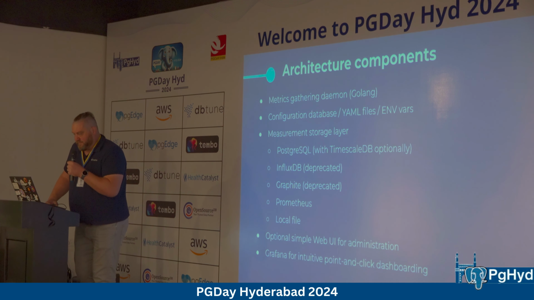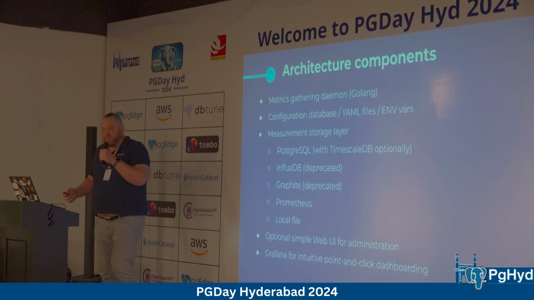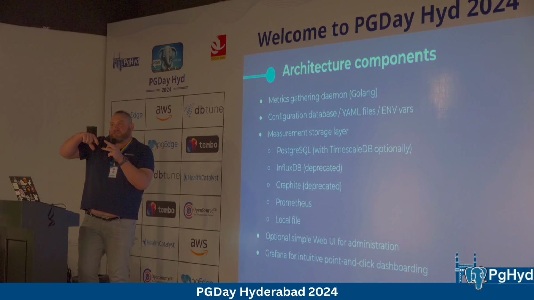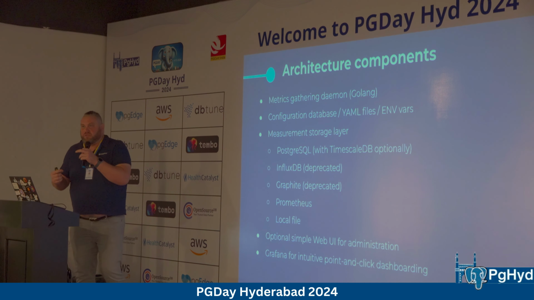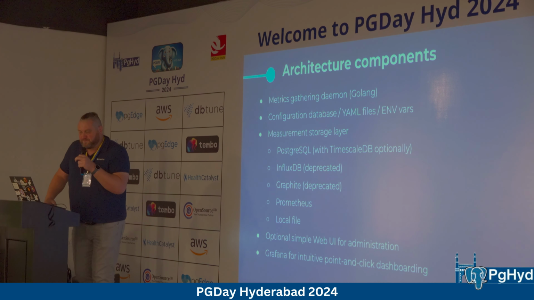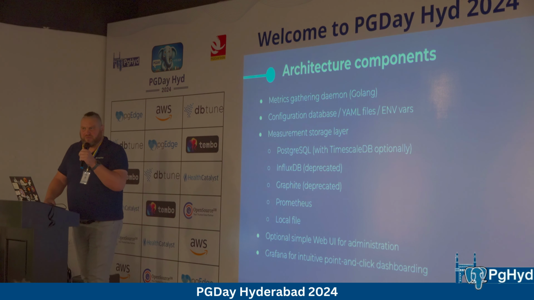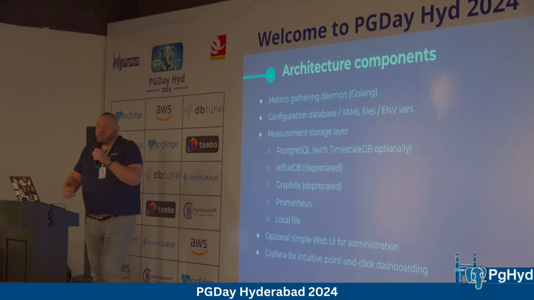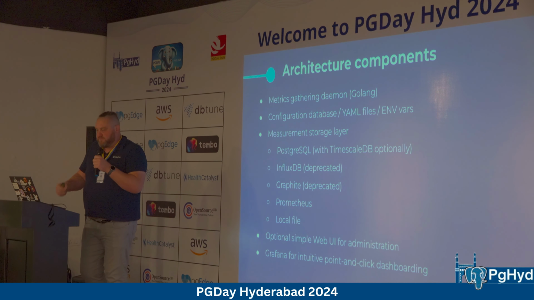So, architecture. The application is Go software. You can configure it with databases, with files, with environment variables. And when we measure something, we then store it somewhere. The first choice is PostgreSQL, because we are a PostgreSQL company. We support TimescaleDB. We did support Influx and Graphite, but we deprecated support for them because we don't see much sense. PostgreSQL is good enough already to handle everything.